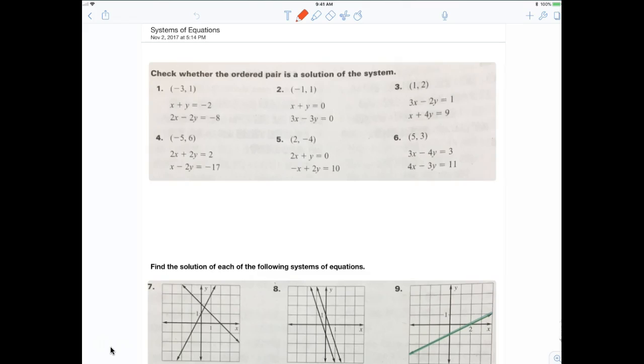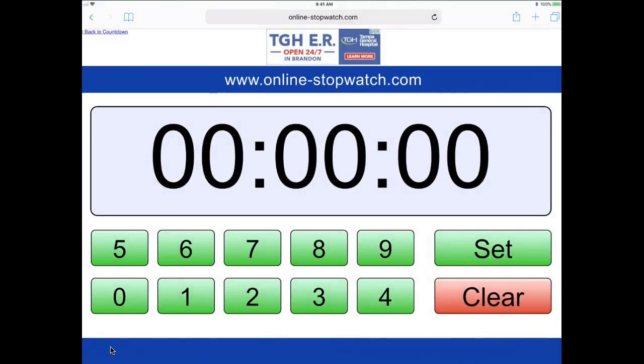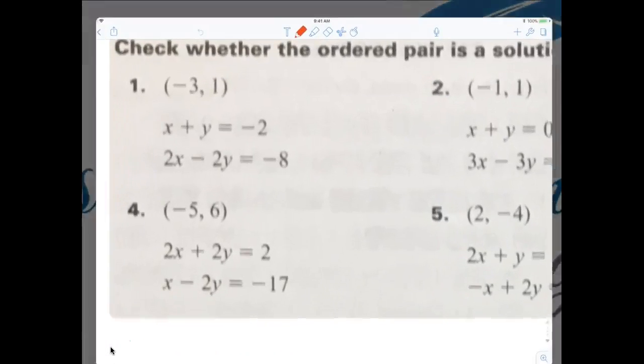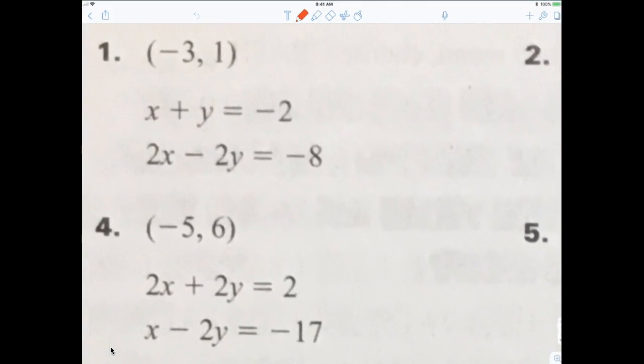Is negative 3, 1 a solution? All you have to do is plug in negative 3, 1 for x and y and see if that's a true statement. All right? So here we go. Everybody should be able to easily do this. So in this case, it would be negative 3 plus 1. Does that equal negative 2? So far, yes.